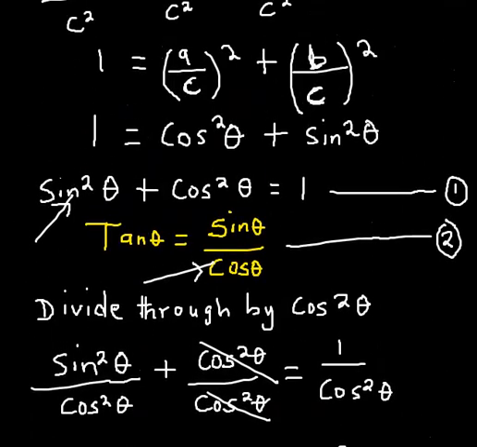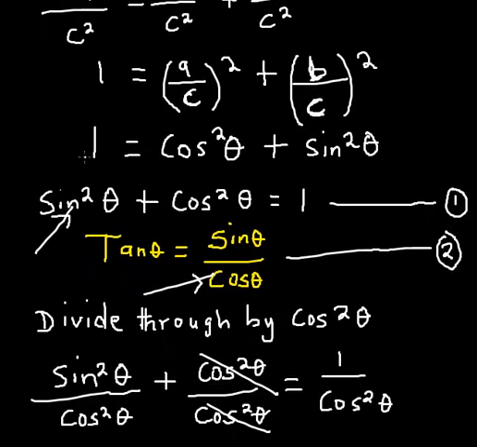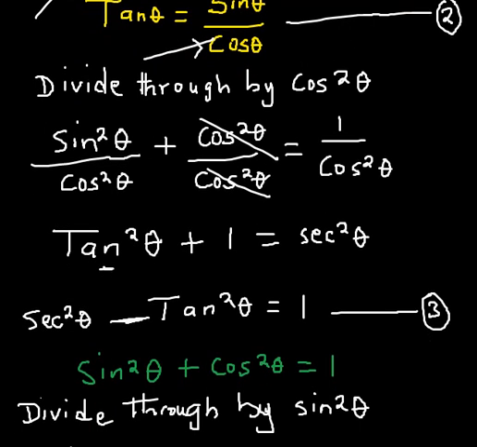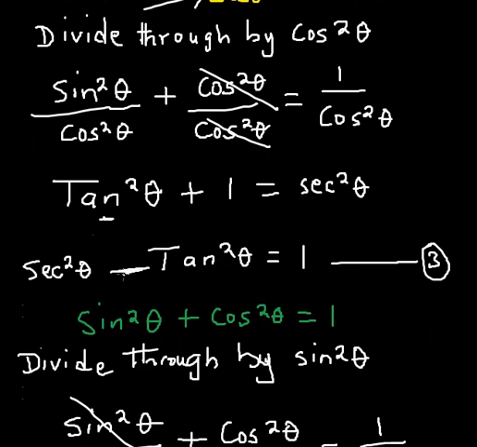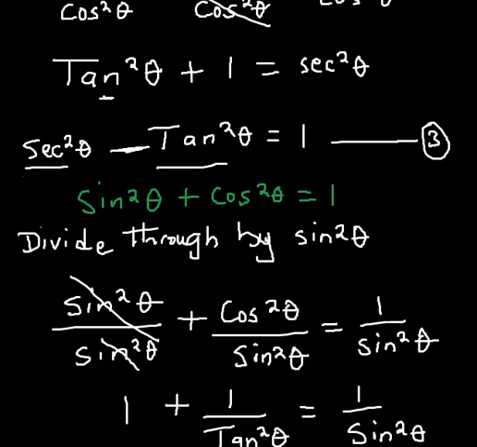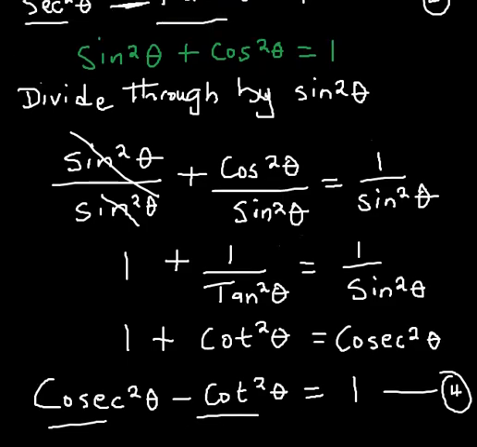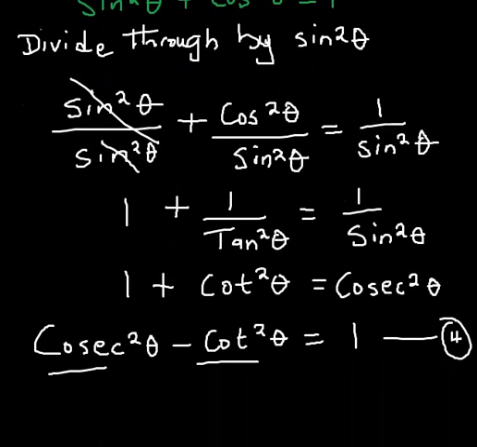Okay, so now this is identity 4. So let's take them one after the other. The very first is sine square theta plus cos square theta is equal to 1. Please take note of that. Second is tan theta is equal to sin theta all over cos theta. Then the third is sec square theta minus tan square theta is equal to 1. Please take note of that. While the last is cosec square theta minus cot square theta is equal to 1. So these are the basic trigonometrical identities.